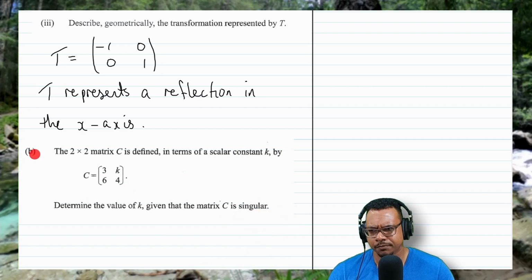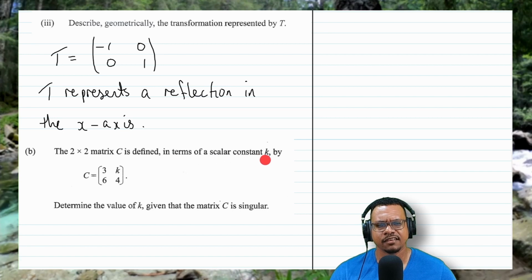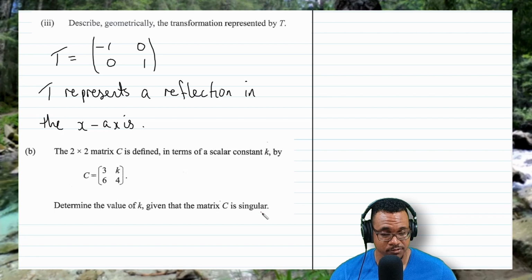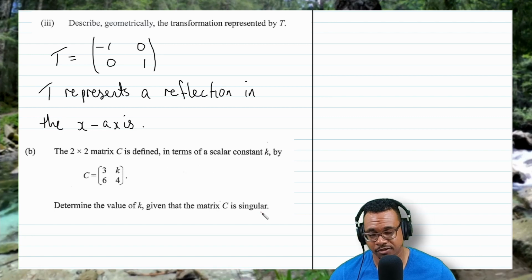All right, so moving on to part B here now, we have the 2 by 2 matrix C defined in terms of a scalar constant K by C equal to 3, K, 6, 4. Now we want to determine the value of K given that the matrix C is a singular matrix. So first we have to ask ourselves, what is a singular matrix? Well, for a singular matrix, the determinant is equal to 0. So what we're going to have is the determinant of C, det C, is equal to 0.